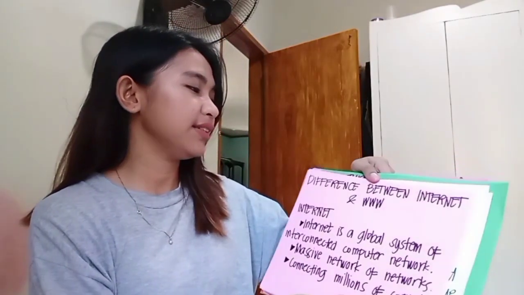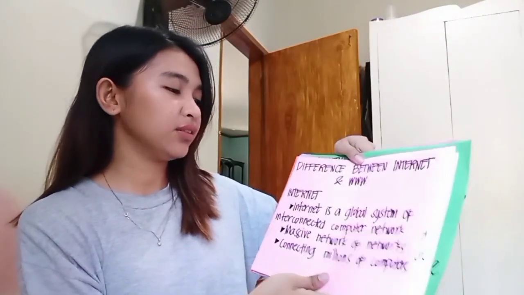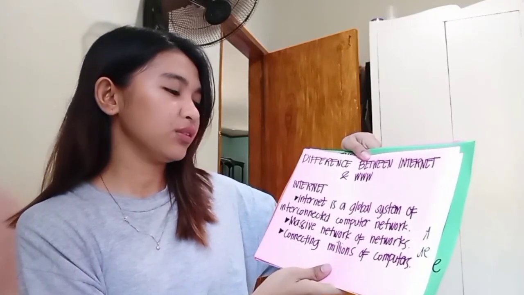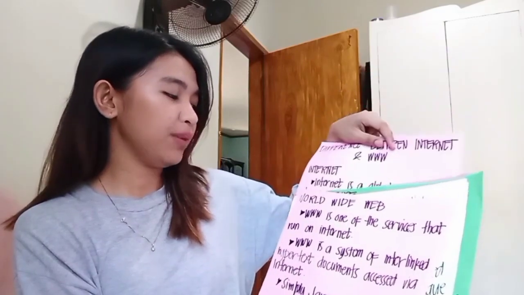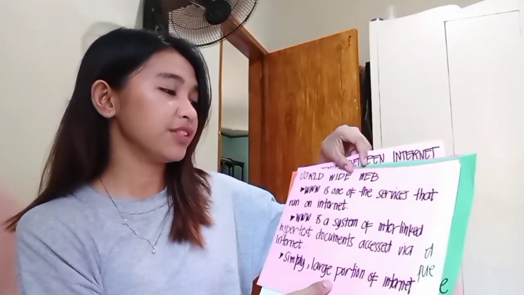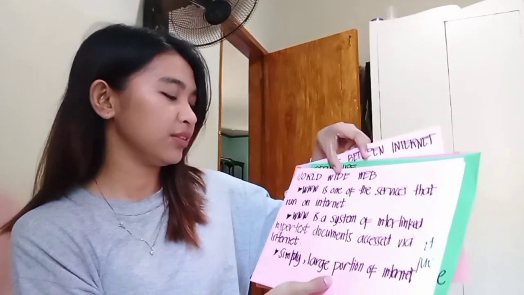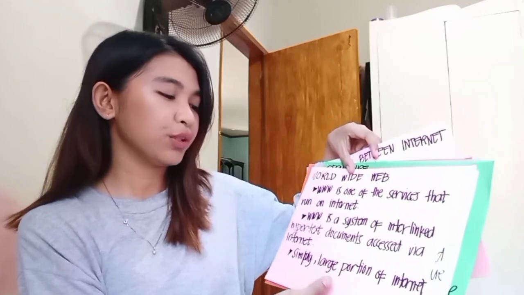So next is the difference between the internet and the WWW. The internet is a global system of interconnected computer networks, a massive network of networks connecting millions of computers. The World Wide Web is one of the services that run on the internet. The WWW is a system of interlinked hypertext documents accessed via the internet. Simply, it is a large portion of the internet.